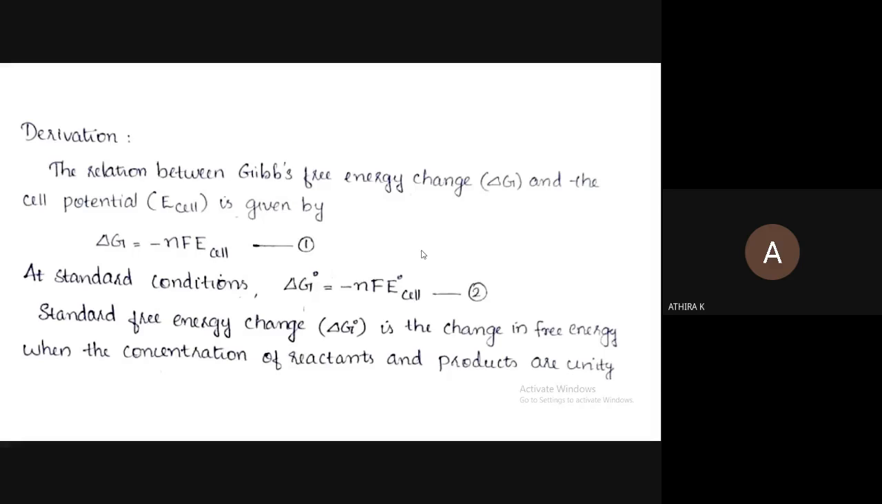Now we have two equations. Delta G equal to negative NF E cell, and at standard condition delta G0 equal to negative NF E0 cell. എന്താണ് ഈ സ്റ്റാൻഡേർഡ് കണ്ടീഷൻ എന്നാണ് താഴെ കൊടുത്തിരിക്കുന്നത്. When the concentration of reactants and products are unity, delta G changes to delta G0. Means Gibbs free energy change becomes standard Gibbs energy change. എഴുതിയോ? ഇക്വേഷൻസ് ഒക്കെ എഴുതിയോ? Yes, miss. Yes. Okay.